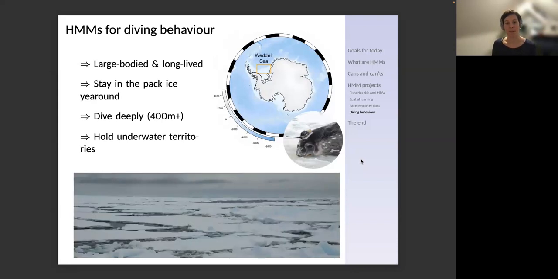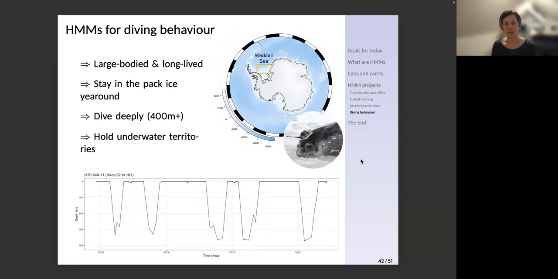So this is what their environment looks like. Lots of ice floes as far as the eye can see, rich and diverse underwater topography in terms of all the ice floes. This is what their diving behavior looks like. So we've got depth on the y-axis. These dives are going down to about 350 meters, and time of day on the x-axis. And this is just a few hours in the dive record of one animal.